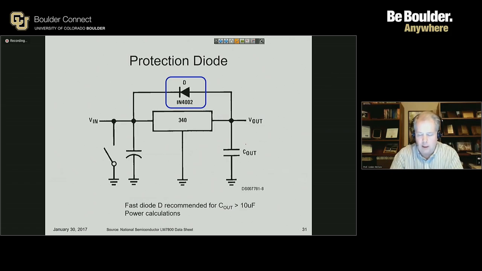The datasheet says a fast diode D here at the top is recommended for an output capacitance C out of greater than 10 microfarads. What is the purpose of having that diode?